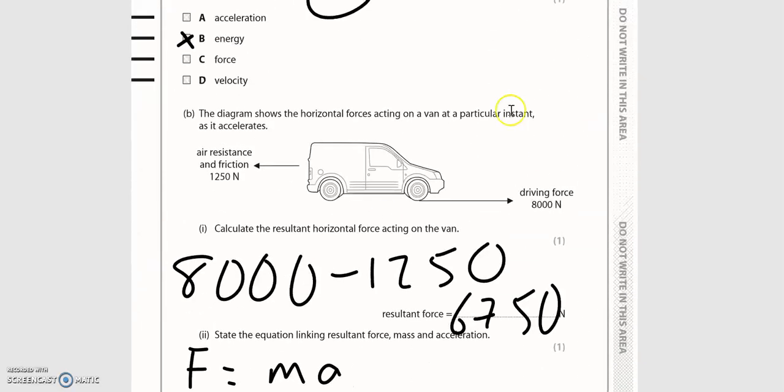So we can see that if we look back at the original picture. So as the van gets faster, as the speed increases, this force here, this air resistance and friction, is going to increase, until eventually it'll get bigger and bigger and bigger until it will reach 8,000 newtons. Then the forces will be balanced, then it will go at a constant speed.